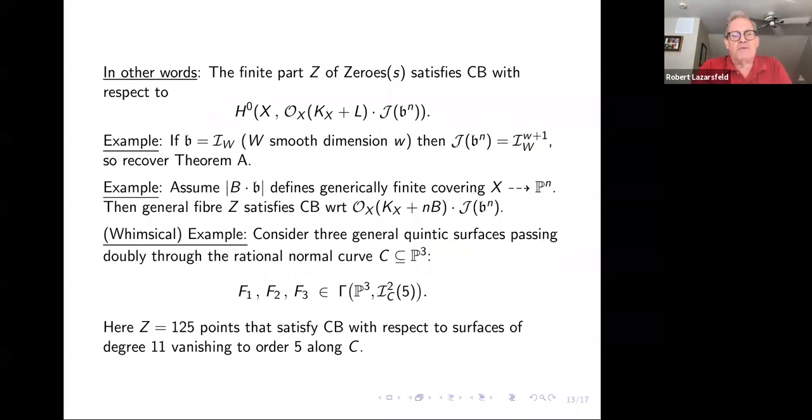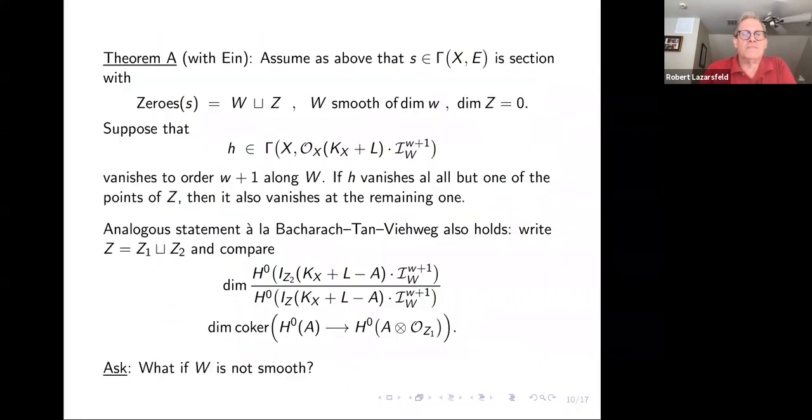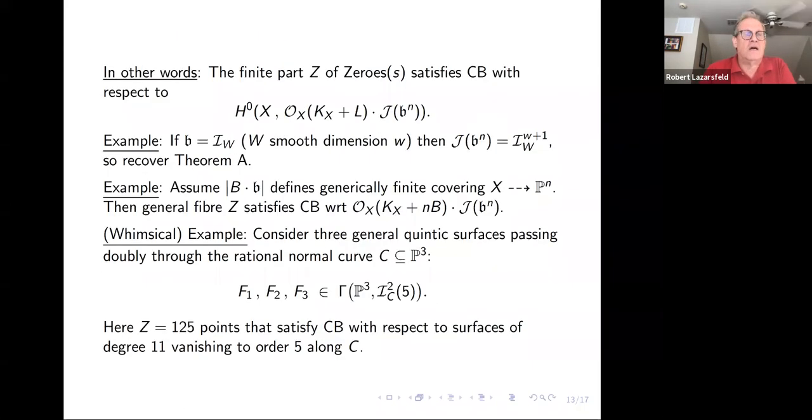So what are some examples? Well, if we go back to the situation we looked at earlier, if the section vanishes along a smooth subvariety plus Z, then we're taking B to be the ideal of that smooth variety. And as we just saw, in that case, the multiplier ideal of B to the n is just the ideal sheaf of W to the w plus 1 power. So that's where Theorem A comes from. Theorem A is the special case of this statement where we control in a nice way what the zero locus of the section is.